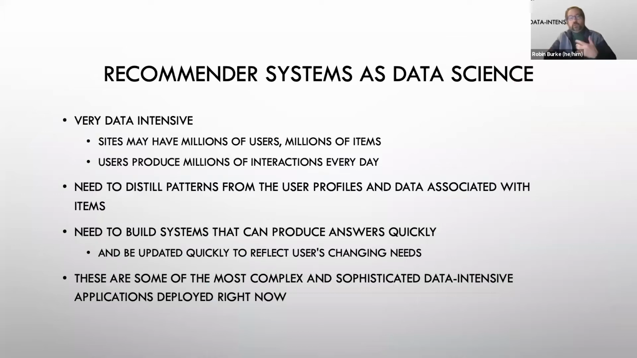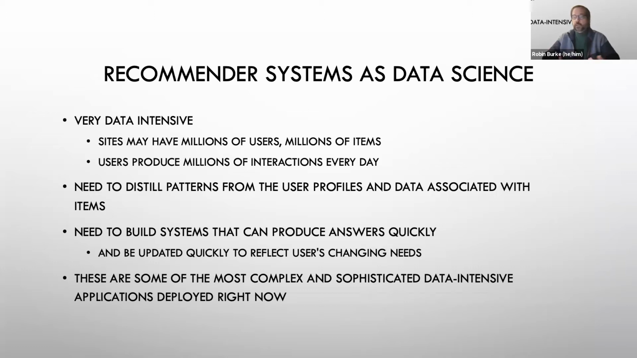Recommender systems are very data intensive systems. So they involve a lot of the things that you will learn in a data science program. Think about it, these sites have millions of users, they might have millions of items. Users interacting with those systems produce millions of interactions every day. And what you need to do in order to build a recommender system is to be able to distill patterns from those profiles and from the data that's associated with items.